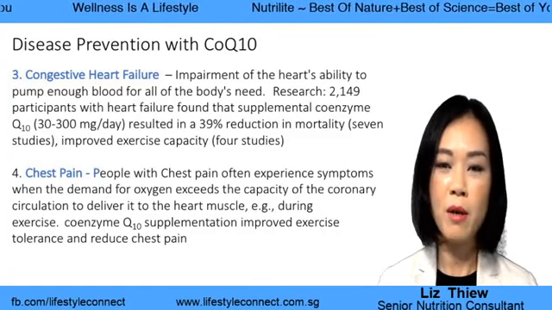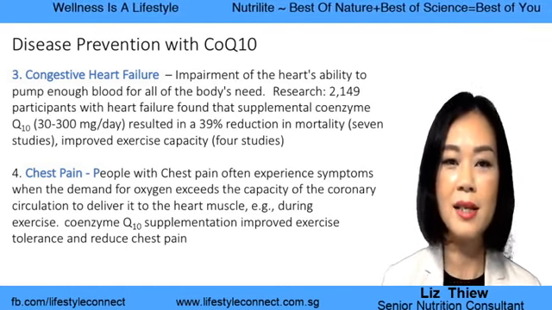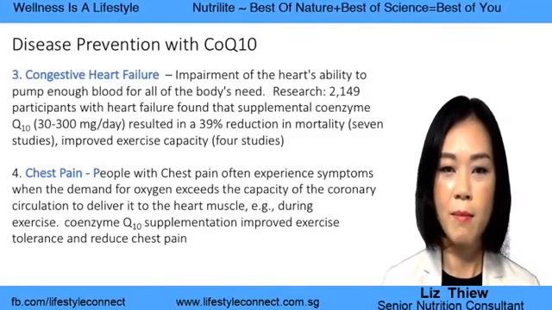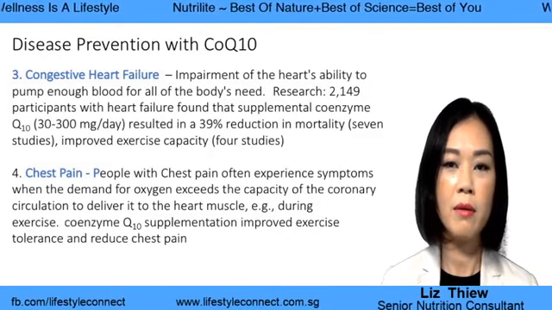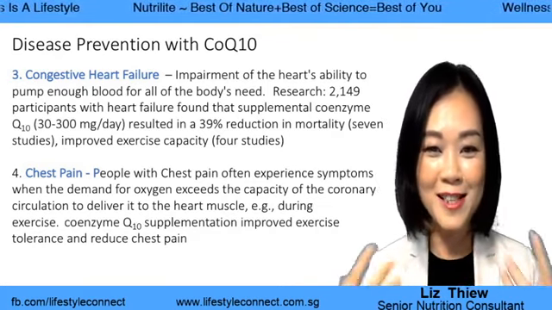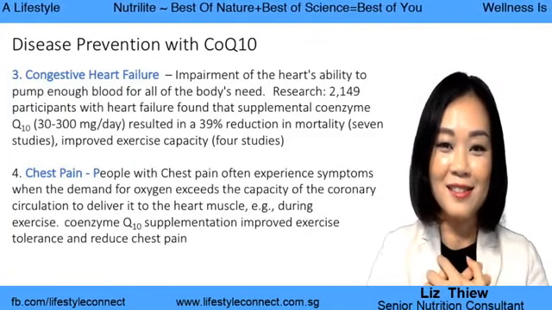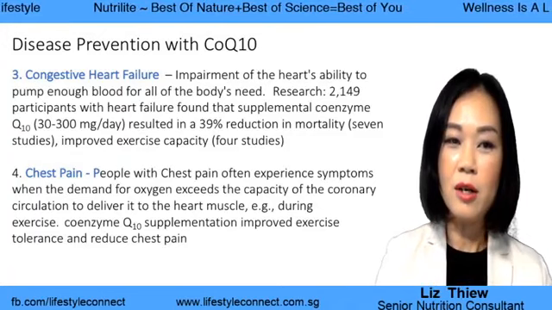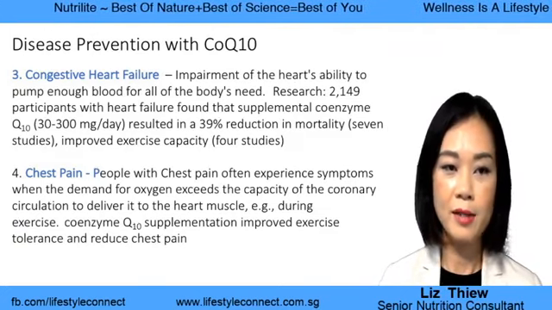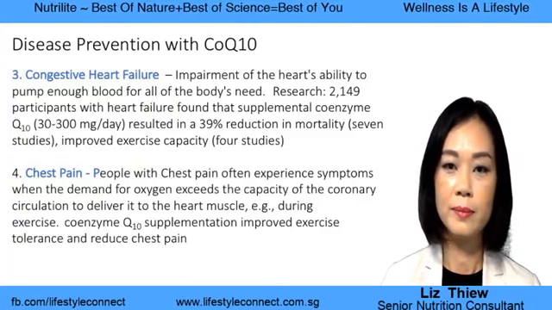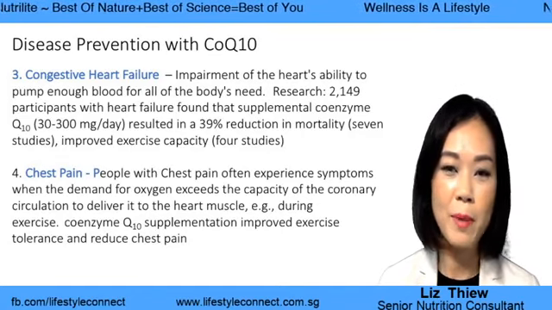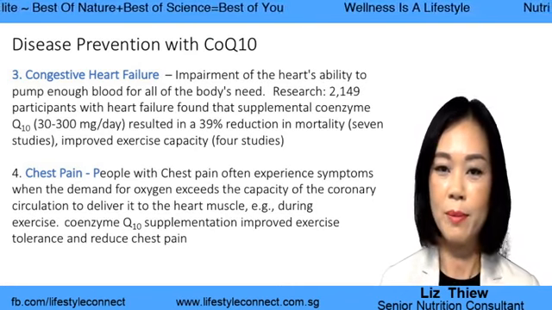And chest pain. People with chest pain often experience symptoms when the demand for oxygen exceeds the capacity of the coronary circulation that delivers to the heart muscles. For example, during exercise you may feel chest pain, or when people get too excited, too sad, or too angry, they get chest pain and then they collapse. For people with these issues, coenzyme Q10 improves exercise tolerance and reduces chest pain as well. It's actually the best supplement for heart issues, heart problems.